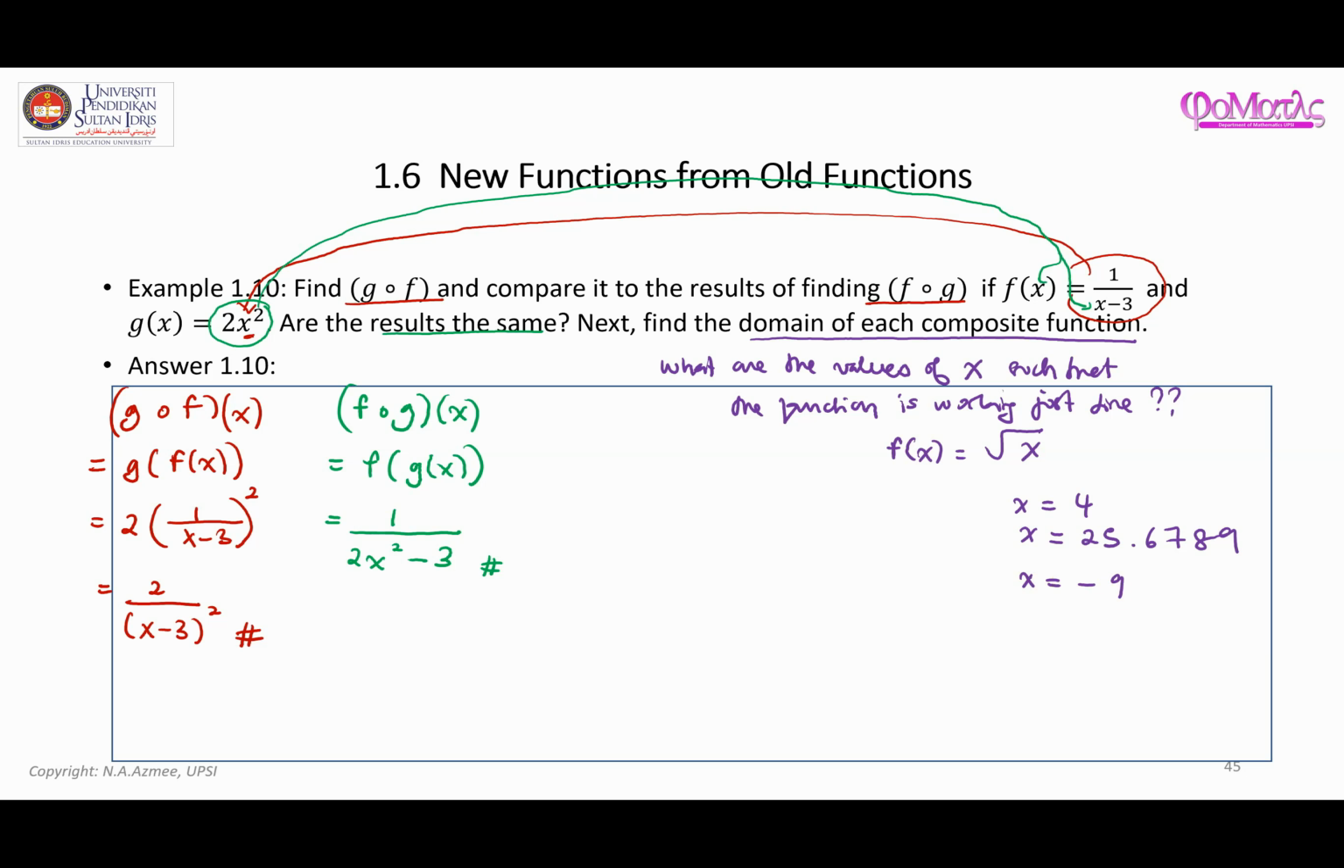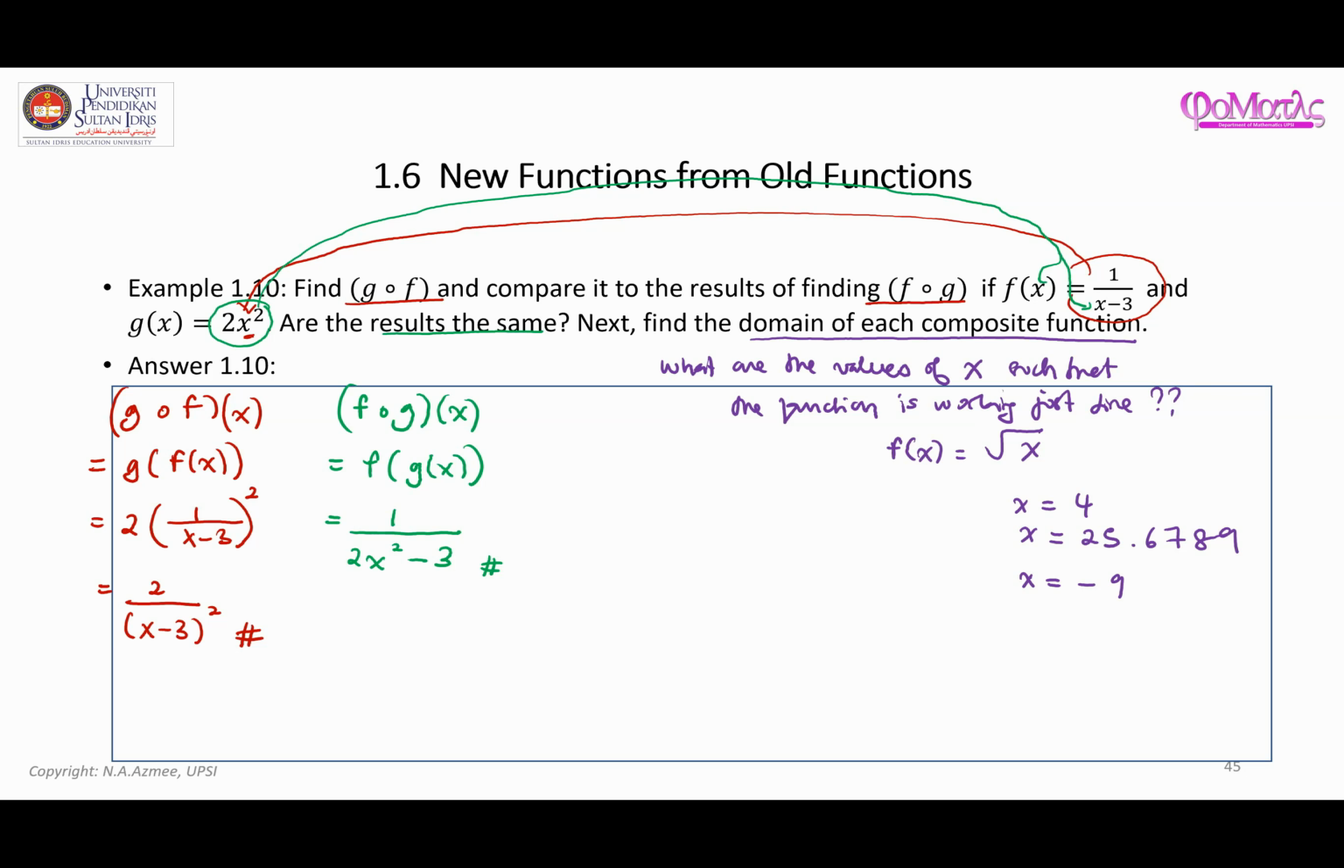But there will be an issue if you choose x to be equal to -9. Obviously you cannot find the square root of a negative number, and in this circumstance the function is not working. So the function cannot calculate this value because it is a negative number.